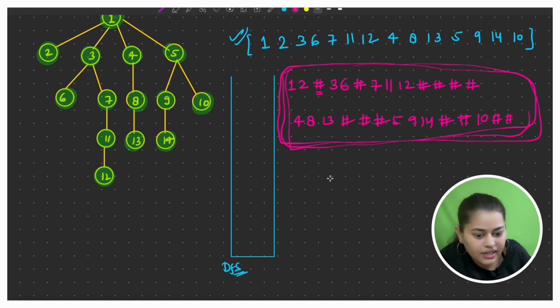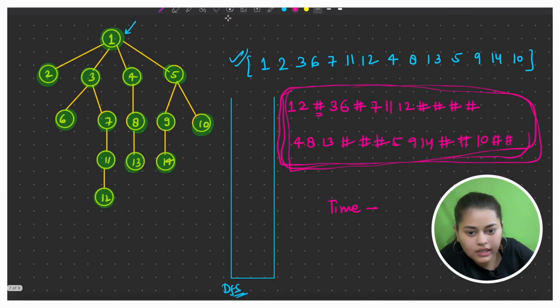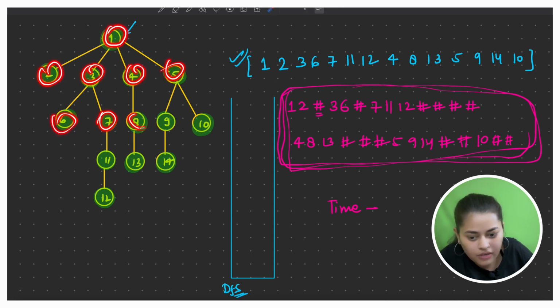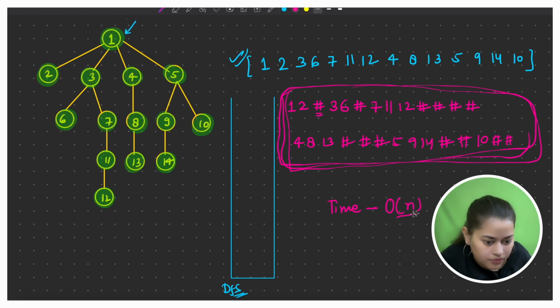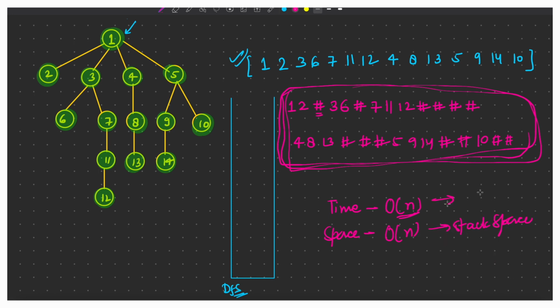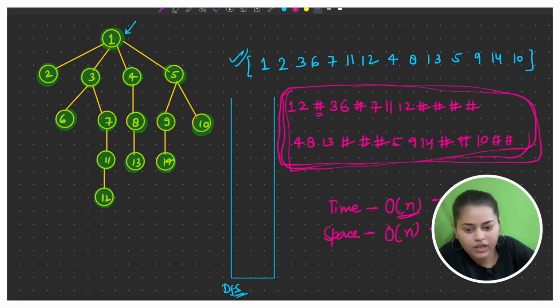Before going to deserialization, let's discuss the time and space complexity. If you look closely, we are traversing each and every node present in the tree, so the time complexity will be O of n. And what will be the space complexity? The space complexity will be the calls appended to a stack, so it will be O of n, which is stack space, and this is for traversal. So this is the complexity for the serialization process. Now let's understand deserialization and then we'll discuss its time complexity.